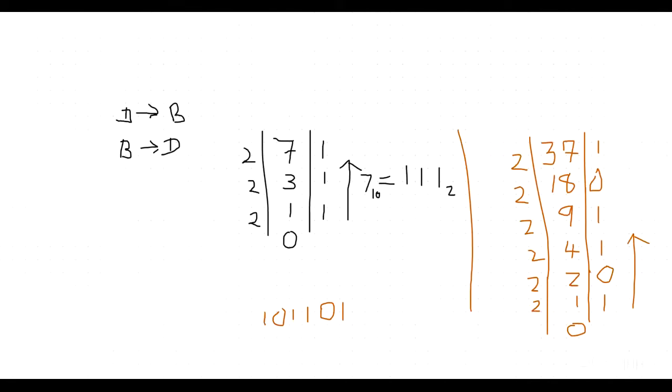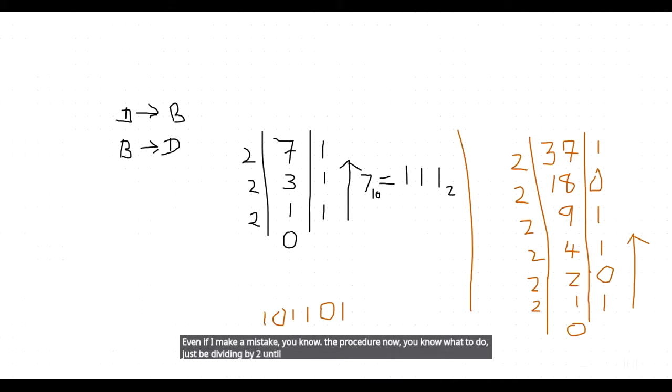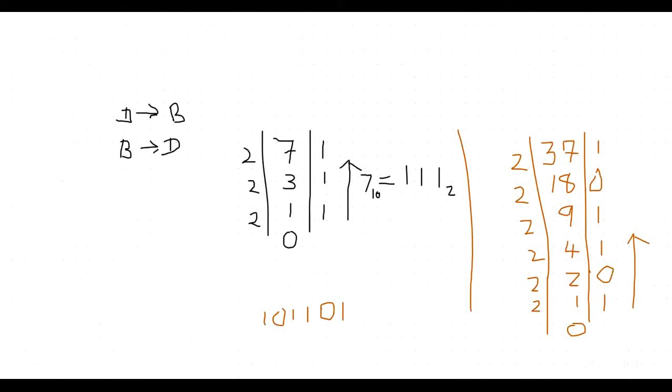Am I correct, or is there a place I made a mistake? Even if I make a mistake, you know the procedure now. You know what to do. Just keep dividing by 2 until you have 0 at the end, and that's all. So I believe we are correct.